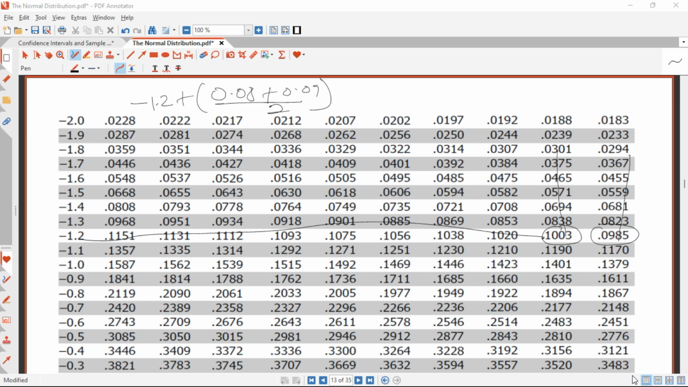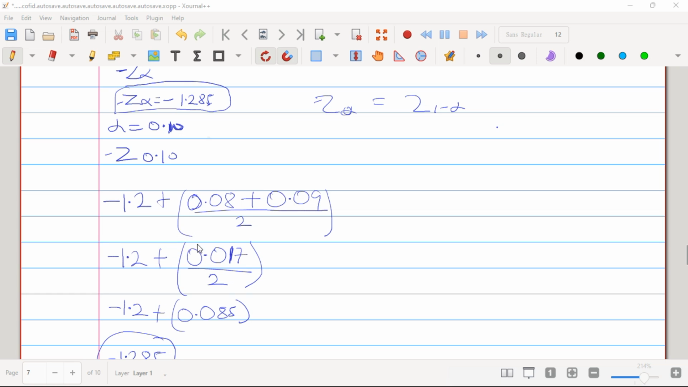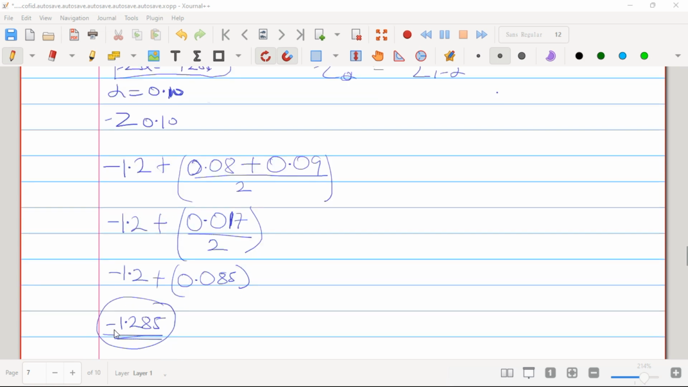So let's go to our worksheet to solve that question. So this is how it will be, right? So this is how, if you solve it correctly, you are going to get negative 1.285, right? So that's our critical value for z subscript alpha, right?